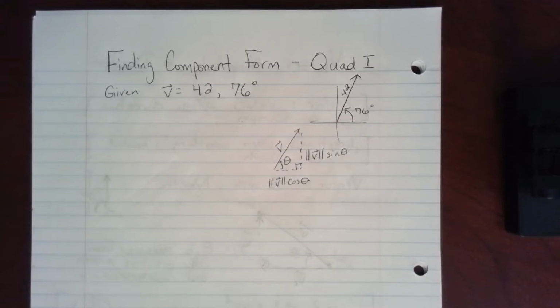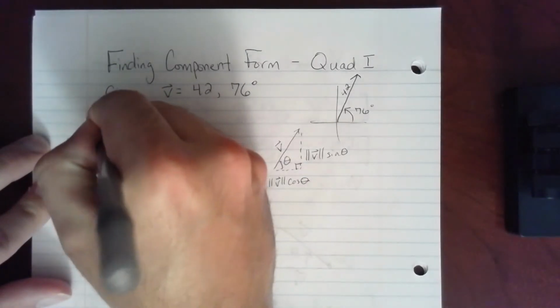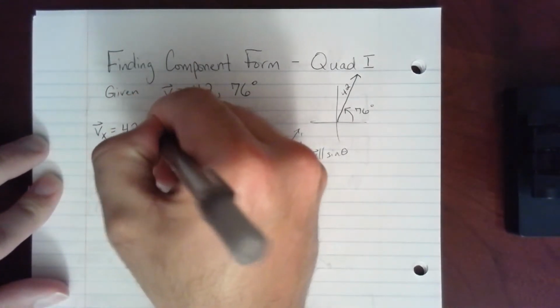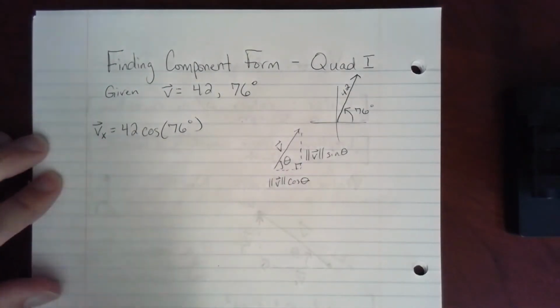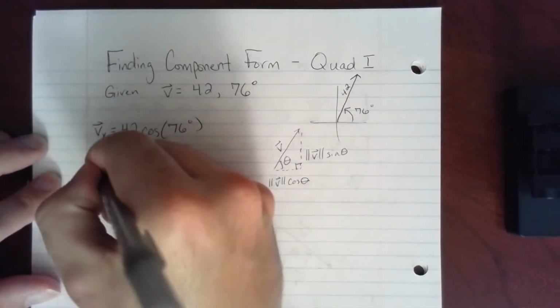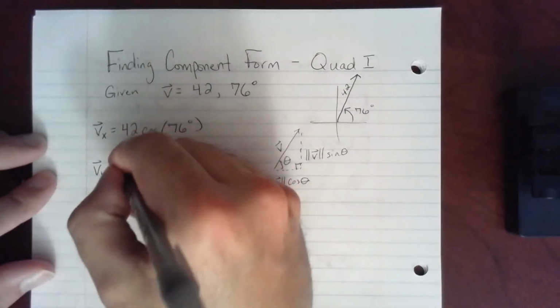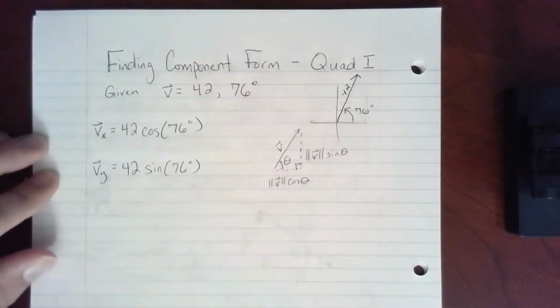What this really means then is that I can just say that Vx is going to be 42 times cosine of 76 degrees. Just really nice. This is a very quaint little formula, an easy way to go about pulling out some information we need. 42 sine of 76 degrees will get us that vertical component.